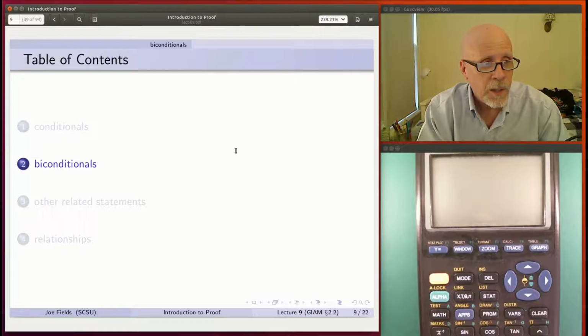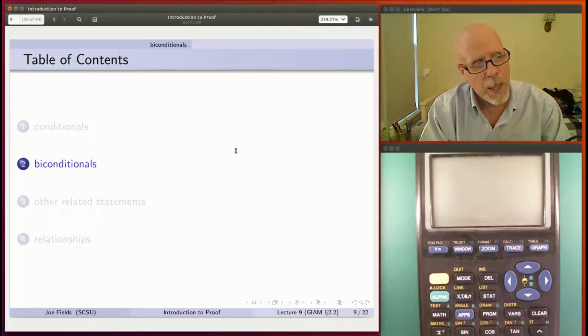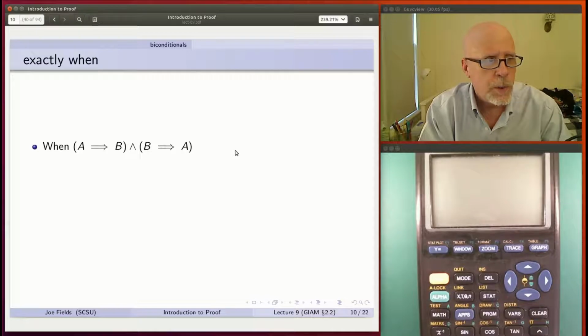Okay, our next section is about biconditionals. As you can probably tell from the word part by in there, it's about two conditionals. Here's the two. We'll often write this actually: A implies B and B implies A. But that's a little bit wordy or symbol-y. So you can write this two-headed arrow in between A and B if the implication works both ways.